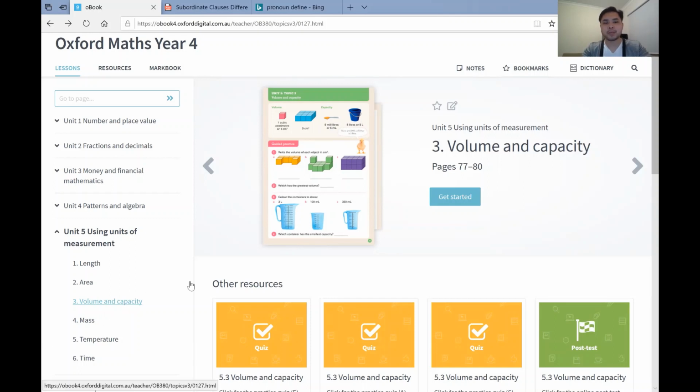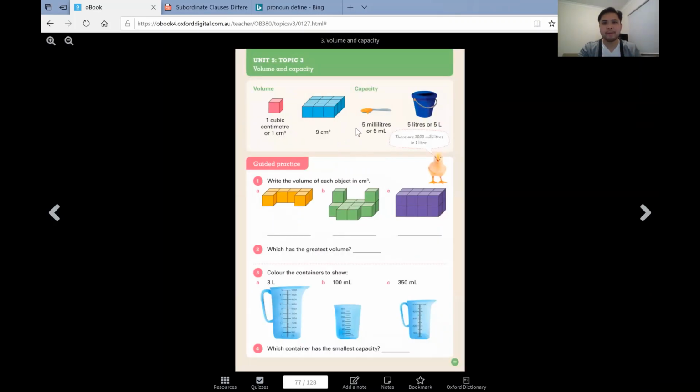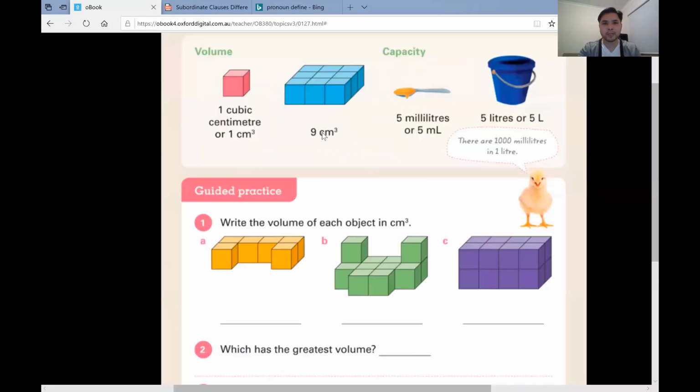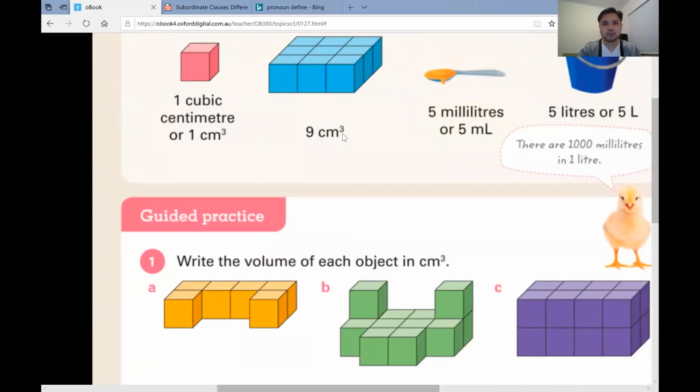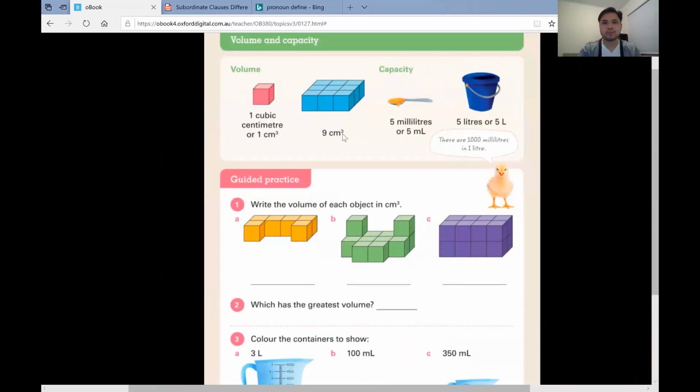Now in volume and capacity, we're actually moving into 3D world. Okay, so whenever we're measuring volume, we're measuring in cubed. Okay, 9 centimeters cubed, okay? And we're using cubes to measure how much an object can take.